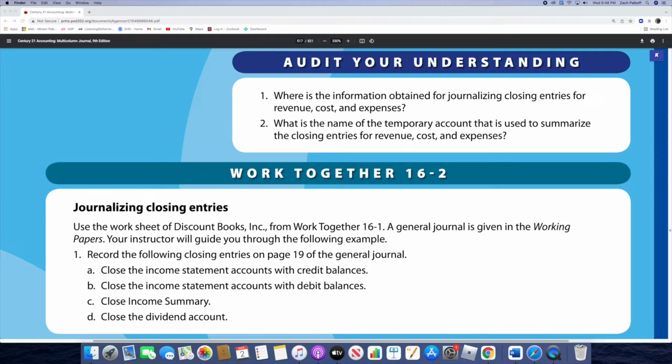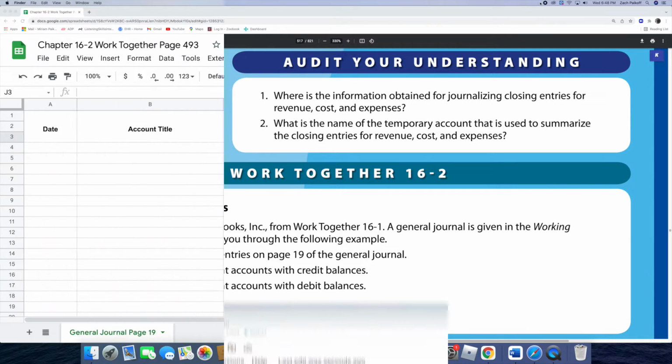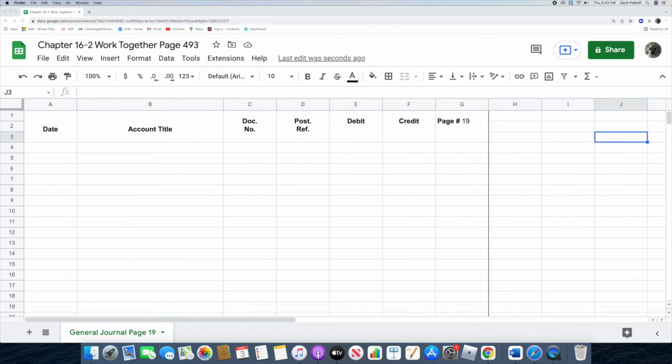Alright, so now that I've read over the instructions, let's jump right into the 16-2 work together. Alrighty, so now we're going to be moving on to the 16-2 work together, in which we will be journalizing closing entries for a corporation.